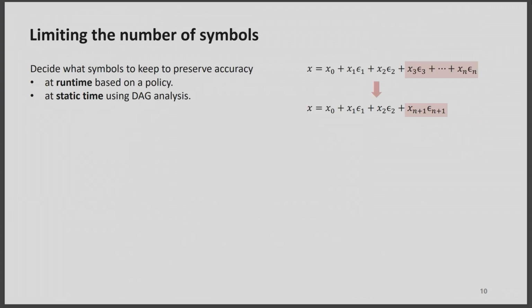But now the question is, how do you really limit the number of symbols? We have two ways to do that, and they can also be applied at the same time. One is at runtime based on a policy, and the other one is at static time using some kind of tag analysis.